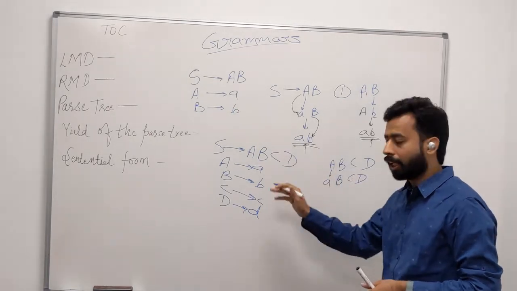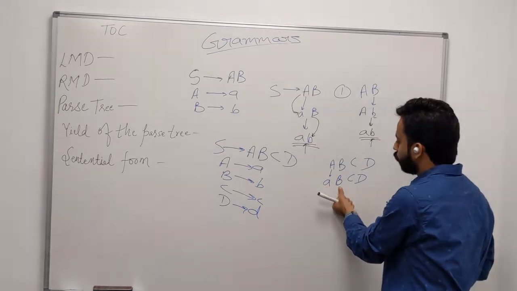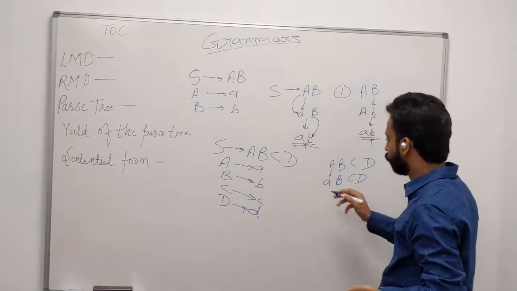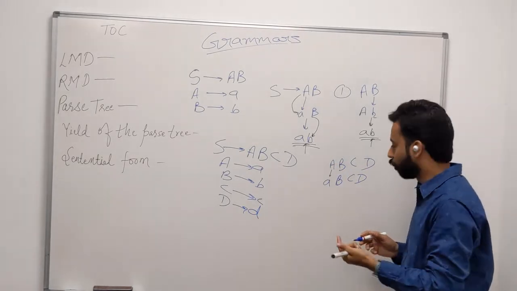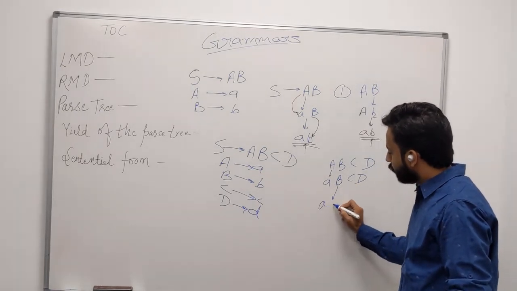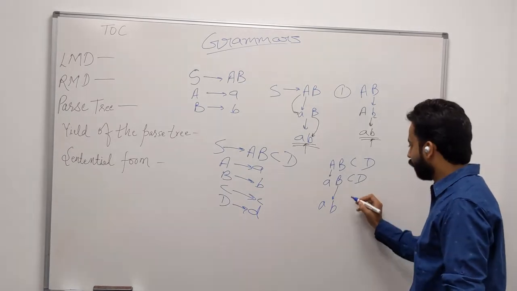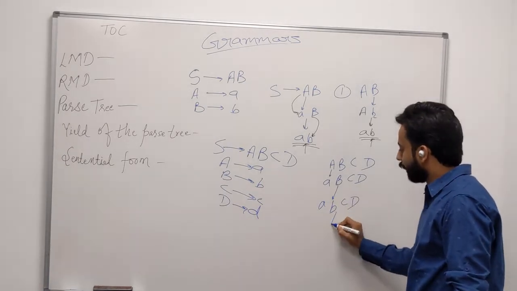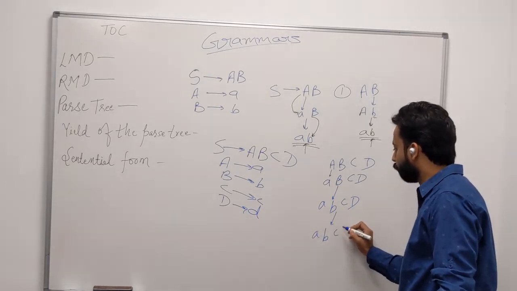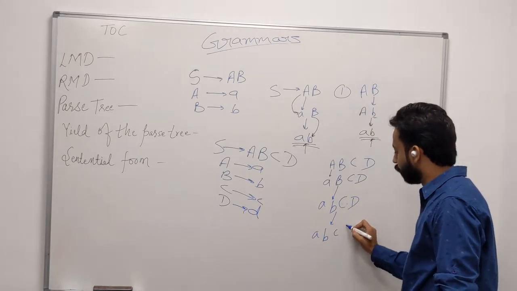Now what is the leftmost? Since small a is already a terminal, we have to replace the next leftmost non-terminal. What is the next leftmost non-terminal? It is capital B. So small a as it is, and capital B is replaced by small b, with C D as it is. In the next step, the next leftmost is capital C, which is replaced by small c.